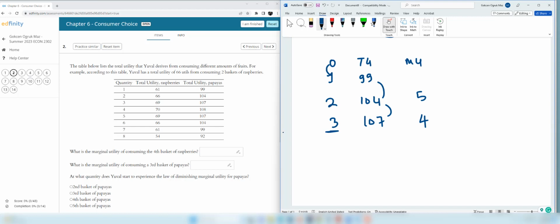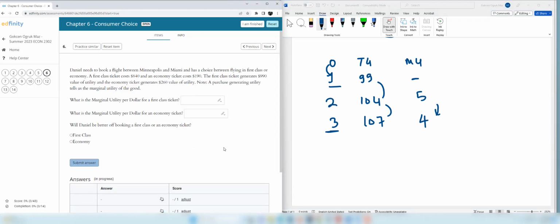We don't know the first basket's marginal utility because we don't know what the total utility is when the consumer consumes 0 baskets. Given this situation, this is not given. For the second basket, marginal utility is 5, and for the 3rd basket, it diminishes. The 3rd basket is not bringing as much as the second additional basket. Therefore, we can say that diminishing marginal utility starts with the 3rd basket. The right answer is here, 3rd basket of papayas.